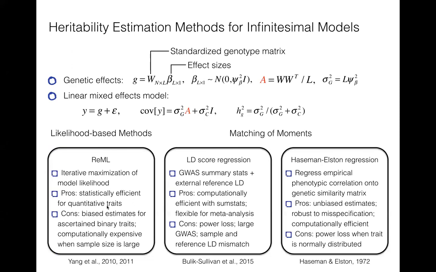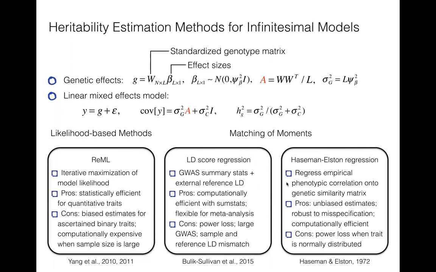We know this method is statistically efficient for quantitative traits and when these distributional assumptions are all met in real data. But we also know there are some weaknesses for this method. For example, when we analyze ascertained case-control data sets, this method would produce biased estimates because ascertainment makes these genetic effects non-Gaussian distributed and also introduces some G-by-E interactions in the data. So these distributional assumptions are violated in this case, and you get some biased estimates.